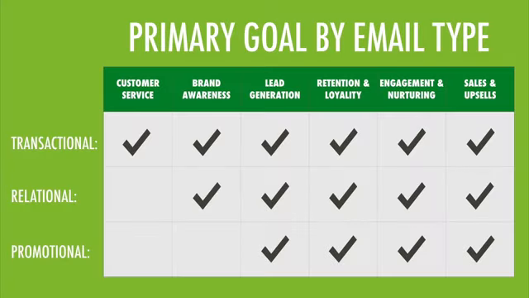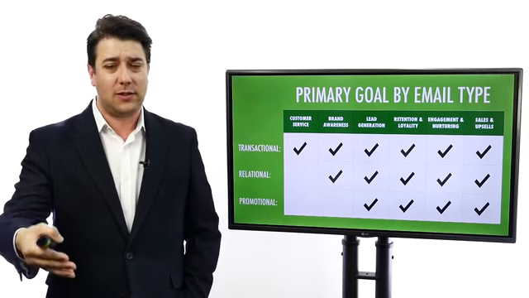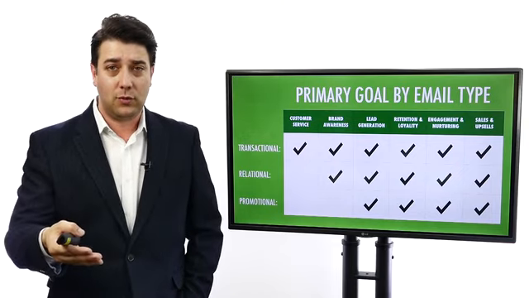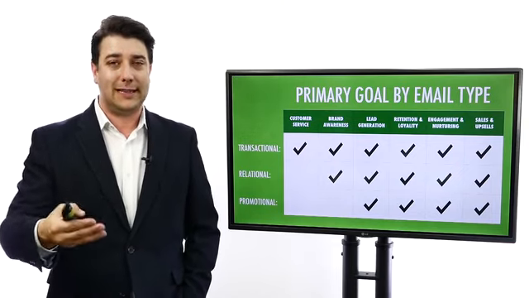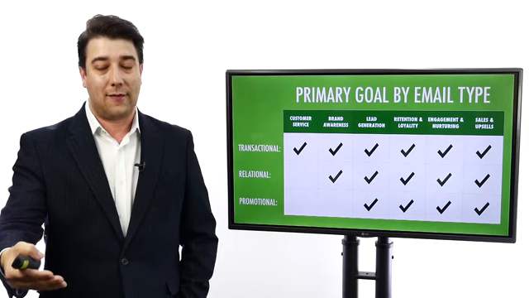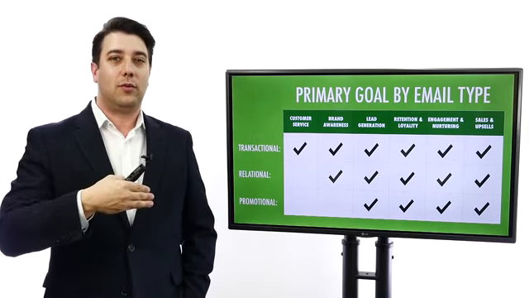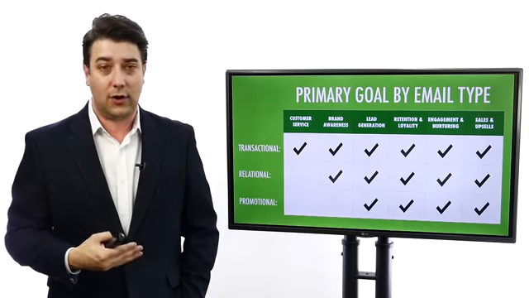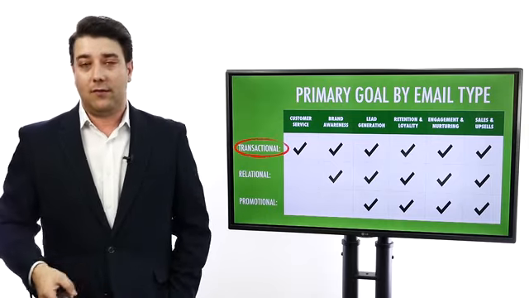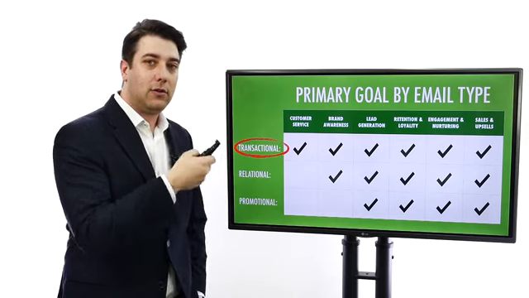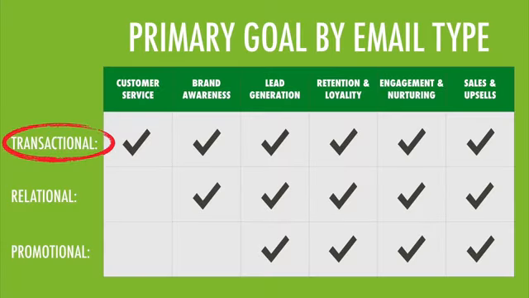And engagement and nurturing, right? Engagement happens when we're entering that value loop. I'm sending you emails, whether they're relational or promotional, they're valuable to you. So you're opening the emails, you're clicking the links, you're buying whatever I'm telling you to buy, and it's giving you equal or higher value than what I'm asking for in return. Out of all of these, the one that you will see that hits every single box is transactional.